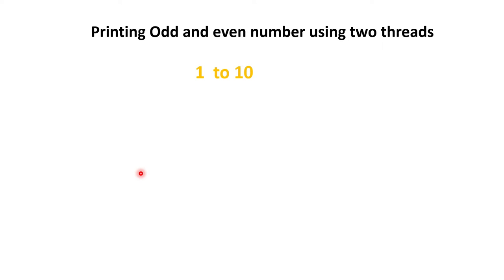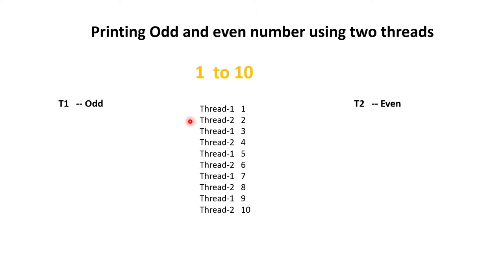Hey everyone, welcome again. Today we'll discuss one problem related to multi-threading in Java, that is printing odd and even number using two threads. The problem statement says, suppose we have to print numbers from 1 to 10 using two threads. One thread will print the odd numbers and another thread will print the even numbers. And the output will be like this.